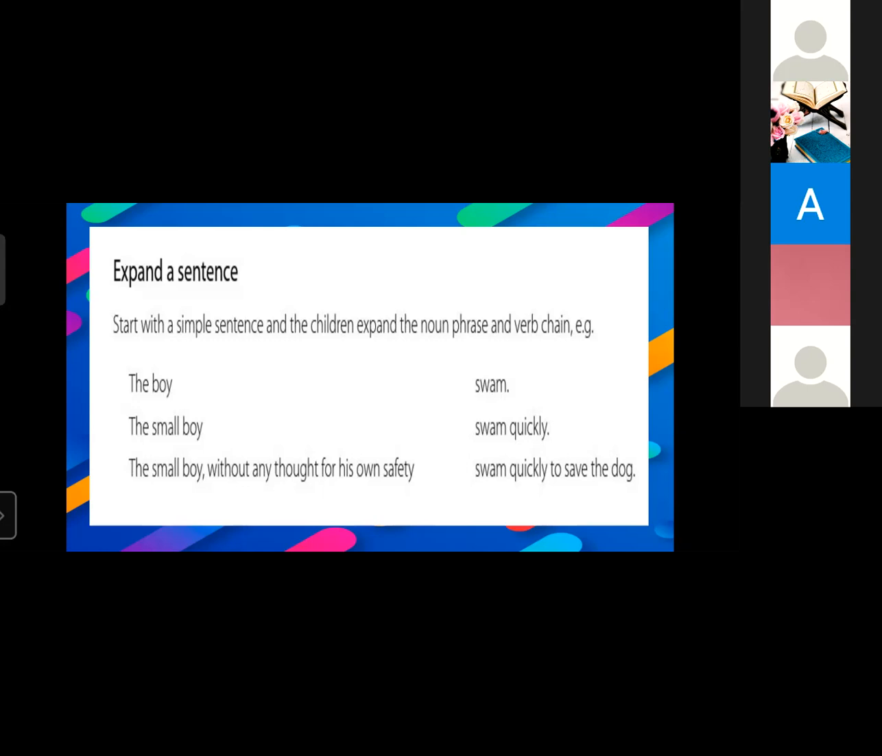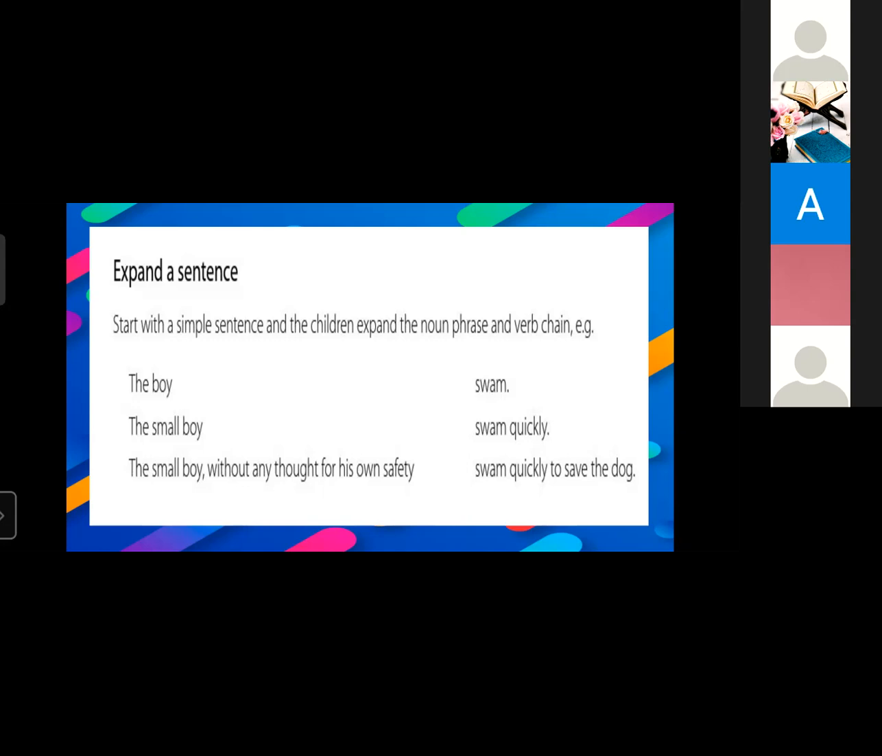Expand a sentence. Start with a simple sentence, and the children expand the noun phrase and the verb chain. Example, the boy swam. The second, the small boy swam quickly. Another one, the small boy, without any thought for his own safety, swam quickly to save the dog. Of course, it can differ with the different levels. If you are dealing with lower levels, just a simple sentence of 3 words, I like English, for example. If they are higher, you can expand the sentence to more words, okay?